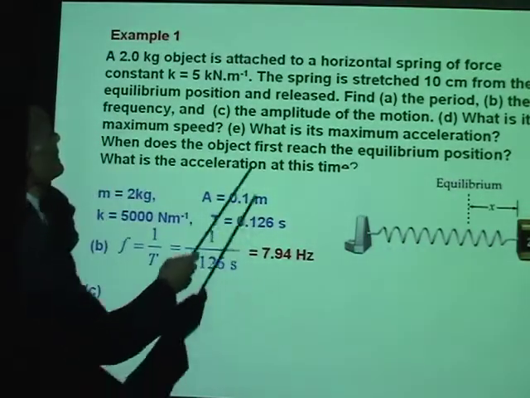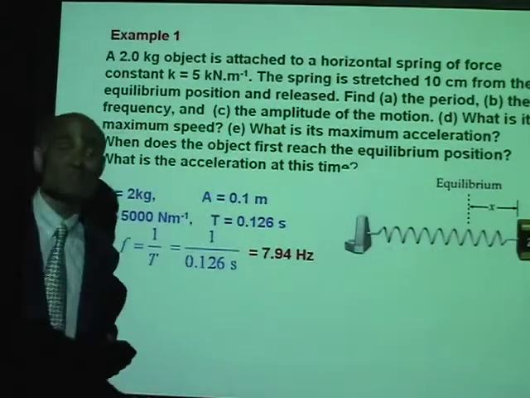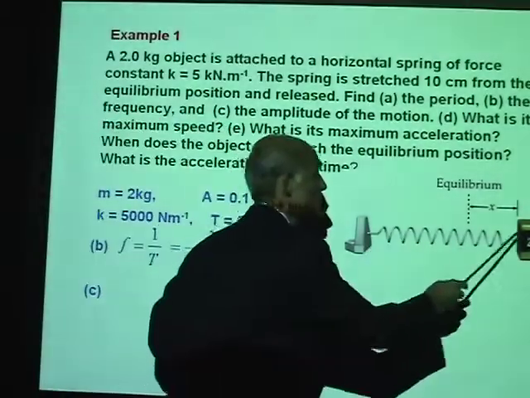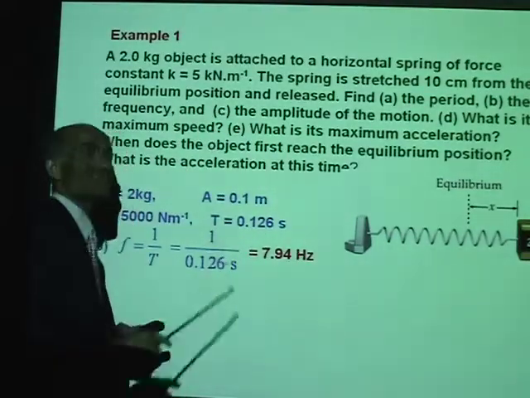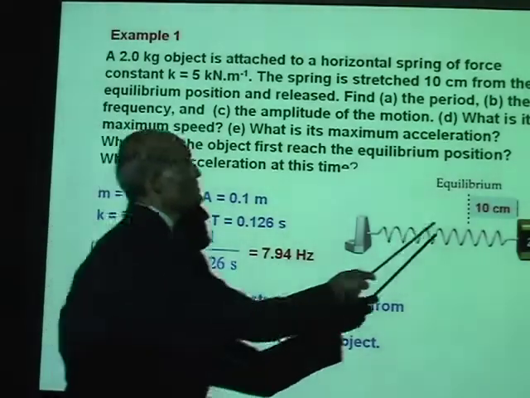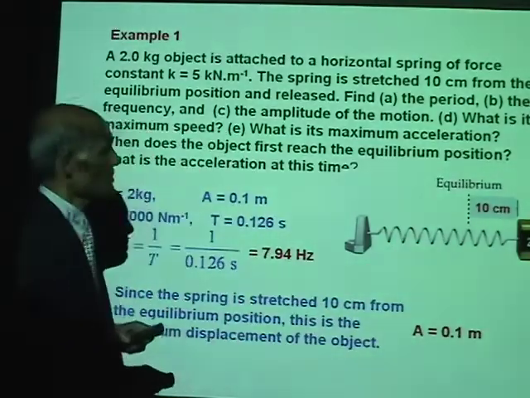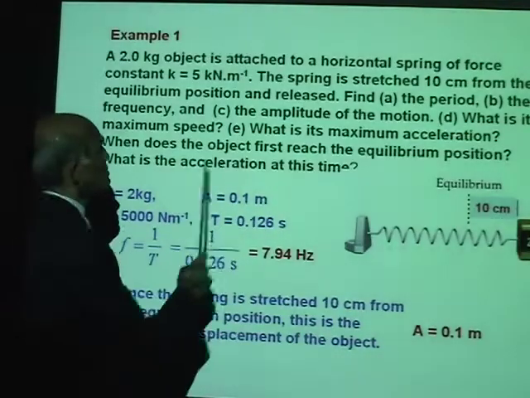What is C? What is the amplitude of the motion? Well, that is given to you. What is the amplitude of this oscillation? Amplitude is 0.1 meter. You don't need to calculate it. The amplitude is 10 centimeter, which is 0.1 meter. All right, what's the next one?